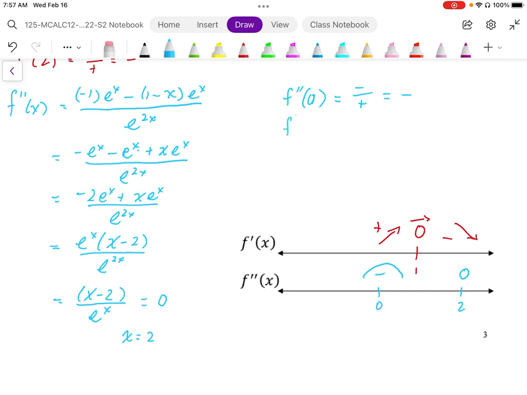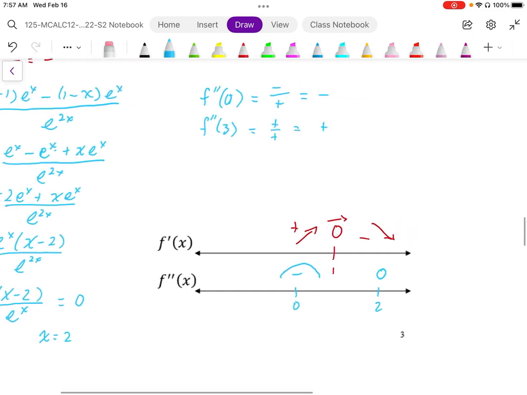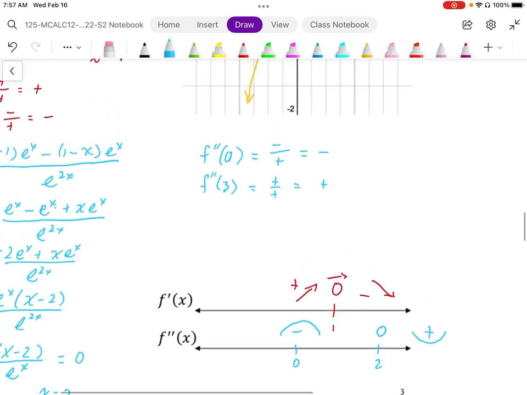And then we're going to test the concavity at x equals 3. So the numerator is positive, and again, the denominator remains positive. So we end up with positive concavity on this side. The change in concavity indicates an inflection point. So that is an inflection point at x equals 2.